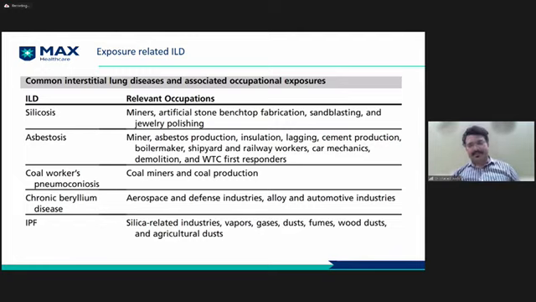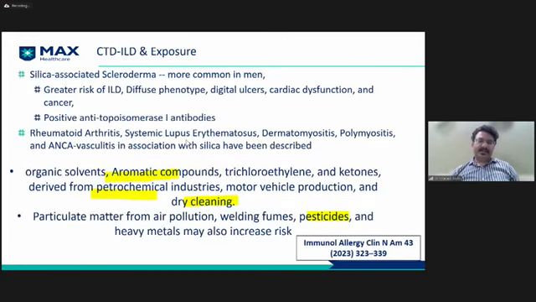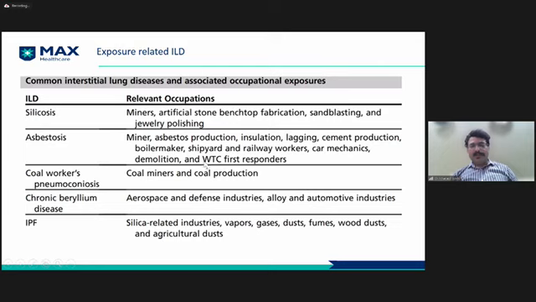Whenever it comes to asbestosis, most often it is with the fire or heat insulation industry. It can be miner, it can be asbestos production, insulation industry, cement production industry, or it can be boiler maker or shipyard industry, especially in Gujarat where they have the ship dismantling industry. Definitely asbestosis is one of the risk factors. Then car mechanics or WTC first responders or firefighters' lungs secondary to asbestosis.